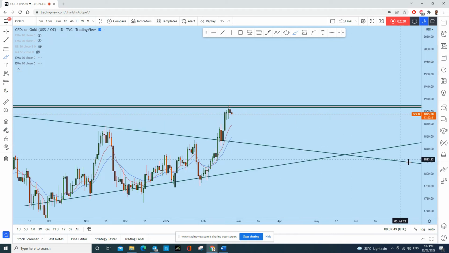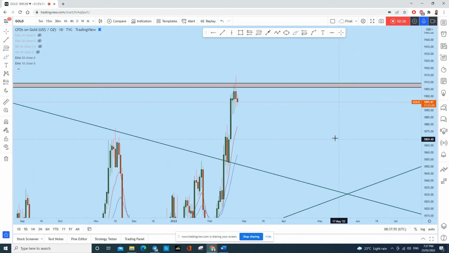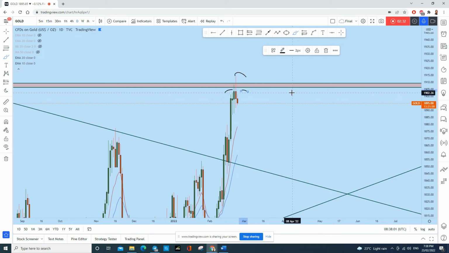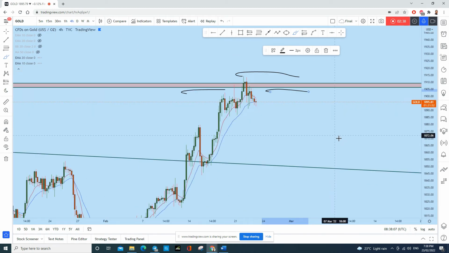Let's see the daily time frame. Now on the daily we see things a bit more clearly. What we are seeing currently looks like a reversal pattern. It is forming a head and shoulders at this important level of resistance. So how can we find a trading opportunity in that case? Let's jump on to the 4 hour.